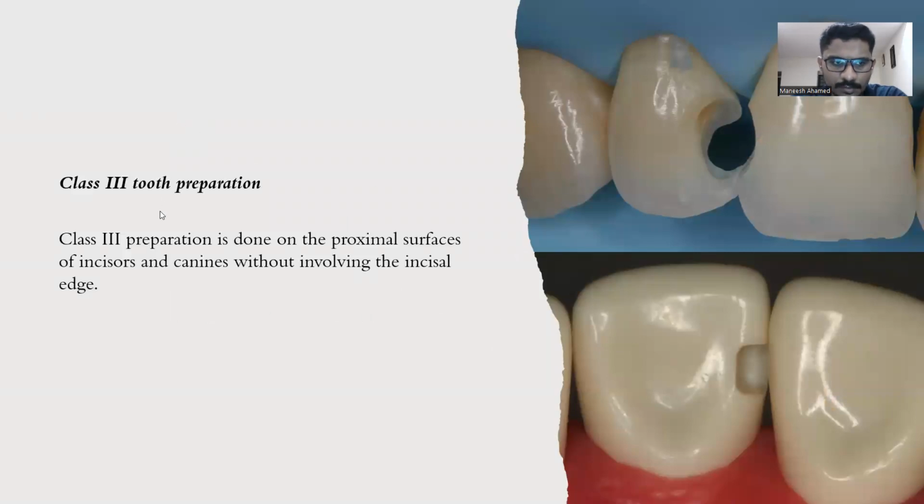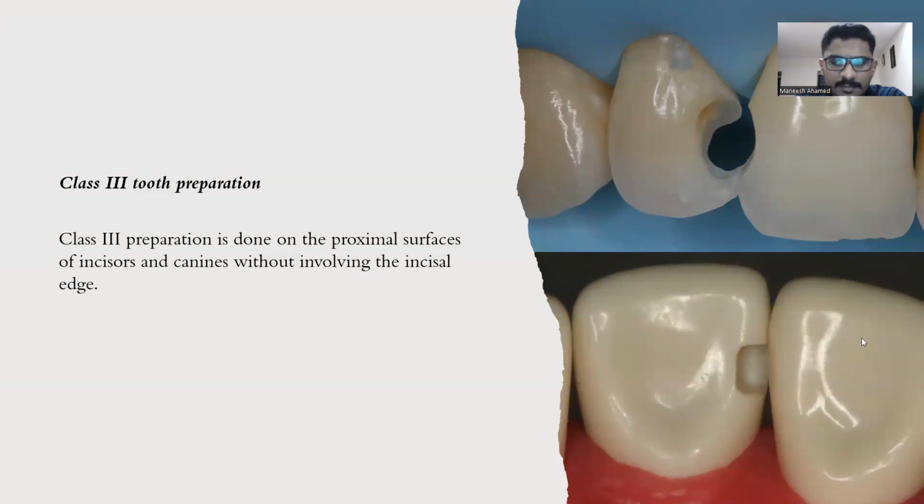Coming to class 3 tooth preparation. Class 3 and the next cavity preparation, class 4, are exclusively on the anterior teeth, that is, the proximal surface of the anterior teeth. And the main difference between class 3 and class 4 is the involvement of the incisal edge. This is the incisal edge of an anterior tooth. Class 3 preparation is done on the proximal surfaces of incisors and canines without involving the incisal edge. Here in this picture, you can see that the incisal edge is not involved. Here also the incisal edge is not involved.